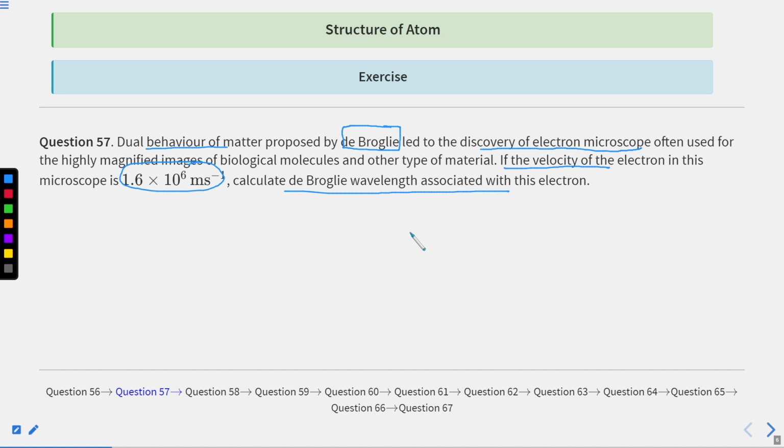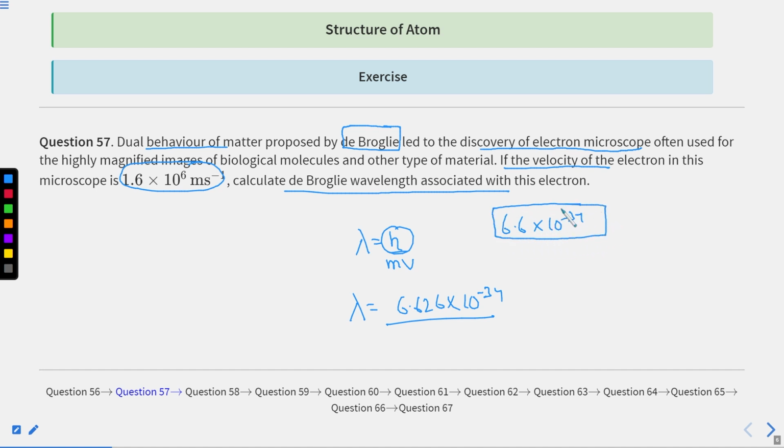So the formula is simple. The formula says that lambda is equal to h by mv, and lambda is to be calculated. h we know, that is Planck's constant, 6.626 into 10 to the power minus 34. You can take 6.6 into 10 to the power minus 34 also, until and unless it is mentioned otherwise in the question or in the booklet that you are given to solve, right? Until and unless it is mentioned, you can take both of these values.